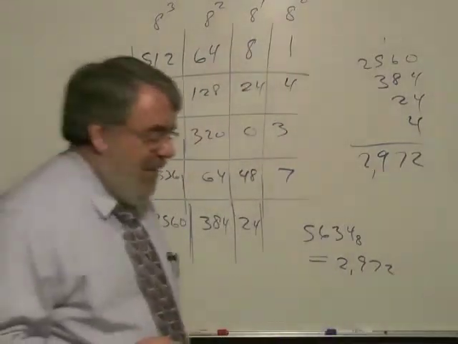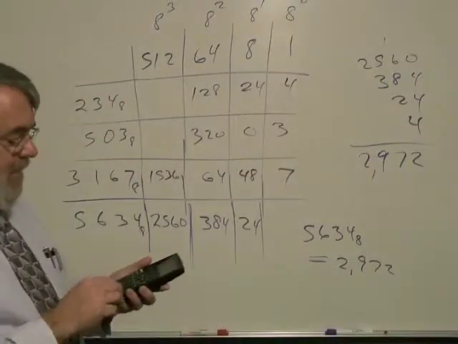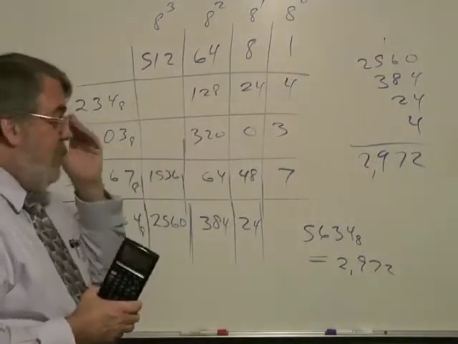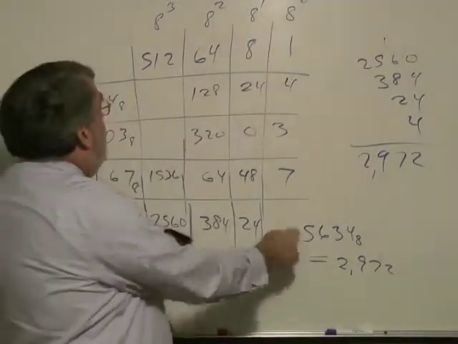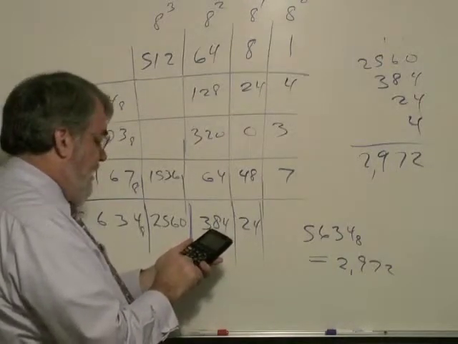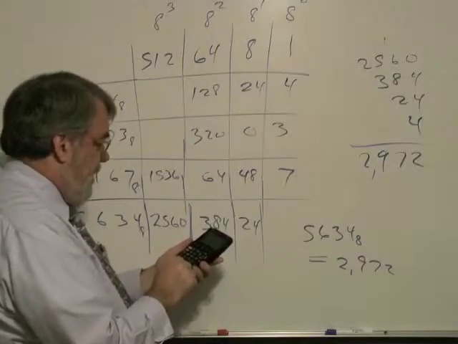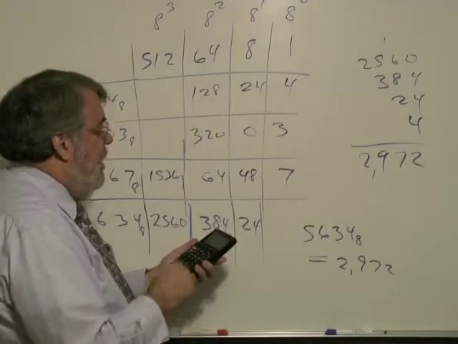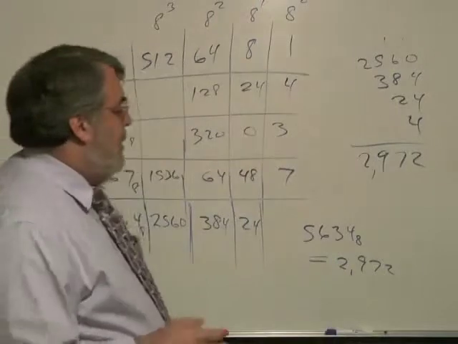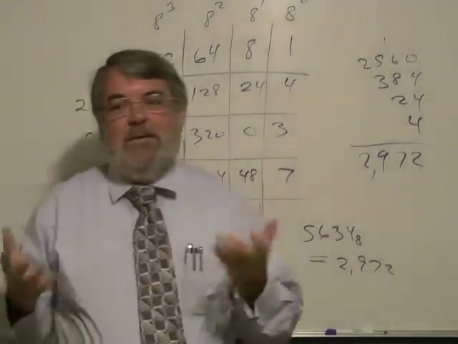2972. Now I'm gonna check that on my calculator, because once you get the hang of this, maybe it'll just be able to whip these out on a calculator. Now I do have to know the place values for base 8, and so 5 times 512 plus 6 times 64 plus 3 times 8 plus 4 is 2972. Okay, so there it is, 2972.